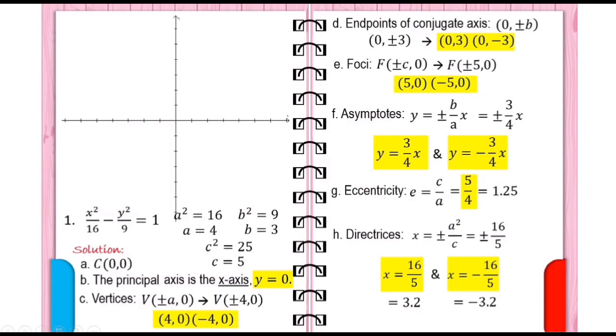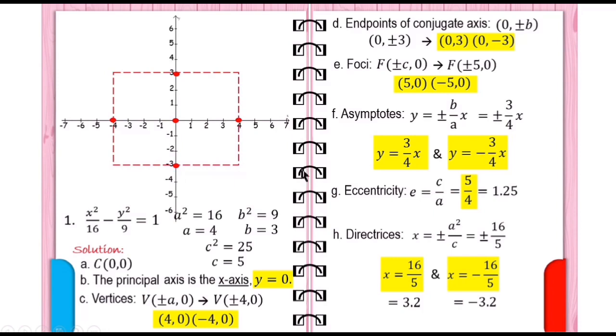To sketch the graph of the hyperbola with center at the origin, we first plot the vertices (4, 0) and (-4, 0), and the endpoints of the conjugate axis (0, 3) and (0, -3). Then, draw or construct a rectangle as determined by the vertices and the endpoints of the conjugate axis.